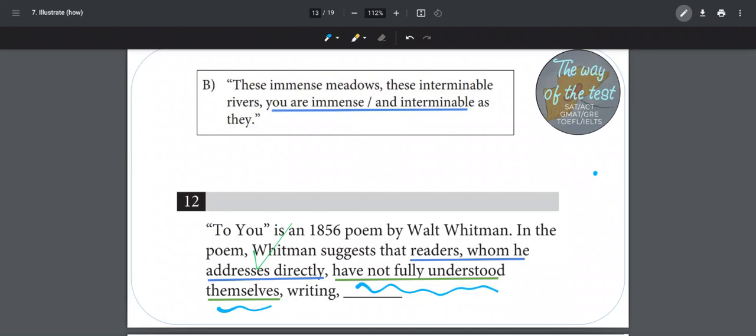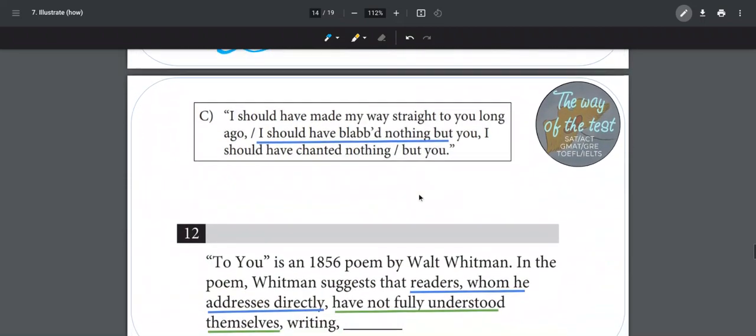Now, you could assume or infer that if I say you are immense, you are interminable, then you don't understand yourself completely because you're so immense. But if we remember from the very first video, the text doesn't say it, right? And if the text doesn't say it, it doesn't exist. So even though they're describing you as immense and interminable, they're not saying that you don't understand. Maybe someone is immense and understands him or herself. So we are going to eliminate letter B.